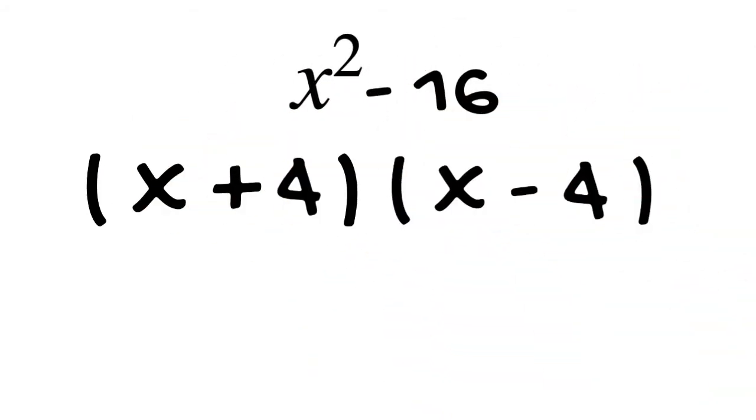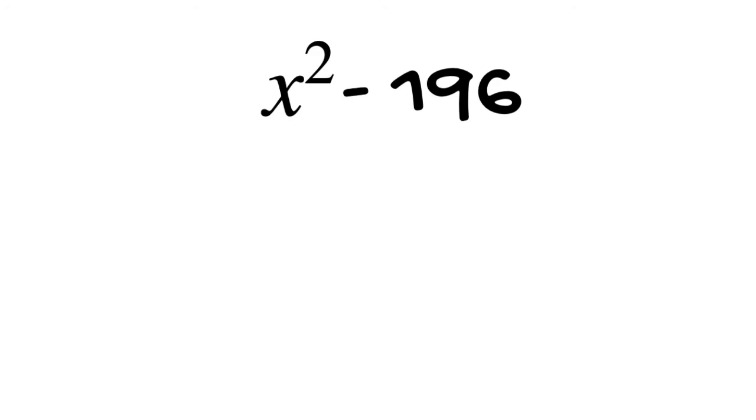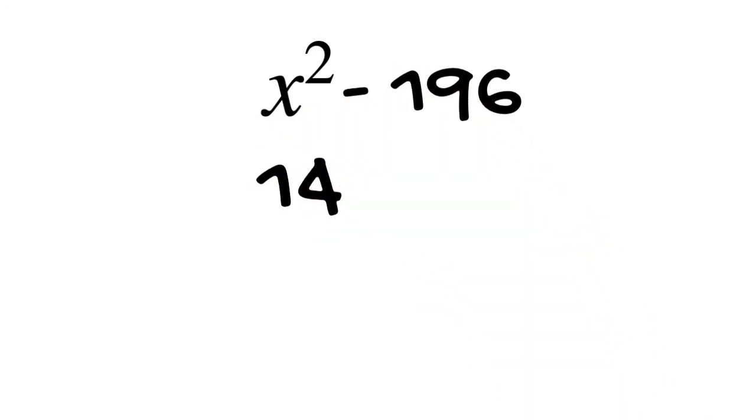It's really that simple. Let's do something a little bit more challenging. Let's say we had x squared minus 196. Well, what's the square root of 196? That's going to be 14. So you're going to have x plus 14 times x minus 14.